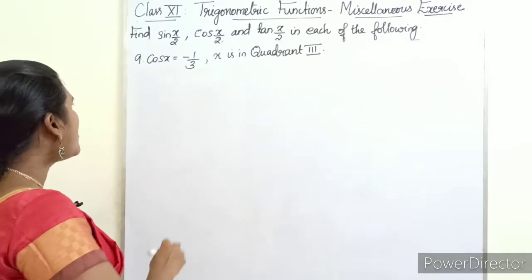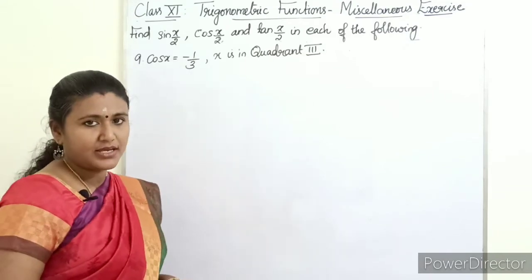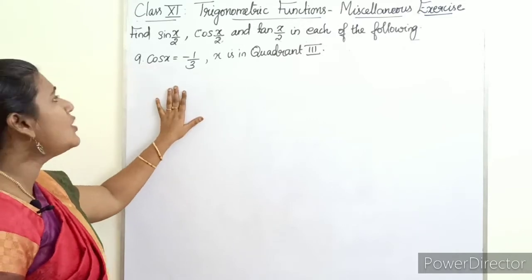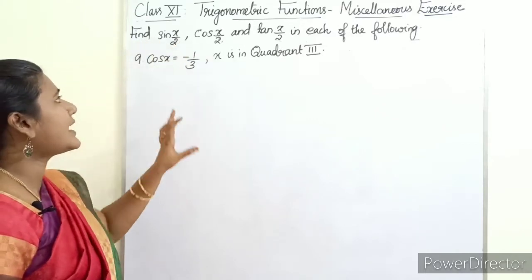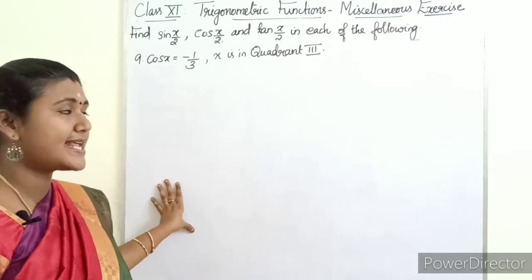For 9, cos x is equal to minus 1 by 3, where x is in quadrant 3. So here it is very easy because we already know the cos x value. So it is easy for us to find out the three values of sin x by 2, cos x by 2 and tan x by 2.